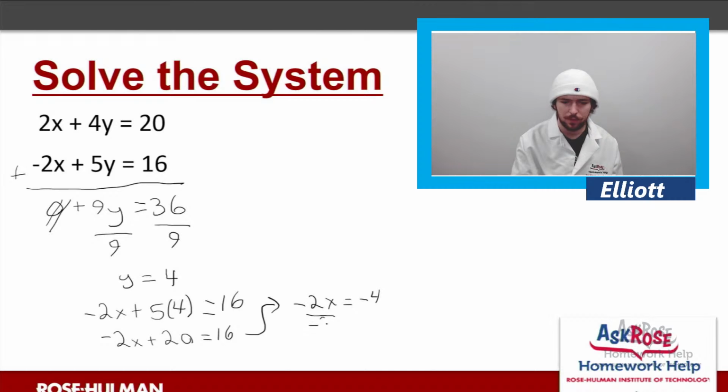Divide by negative 2, divide by negative 2. And that's going to get us x equals 2. Awesome. So our solution to this system is y equals 4 and x equals 2. Okay, so on to our next example.